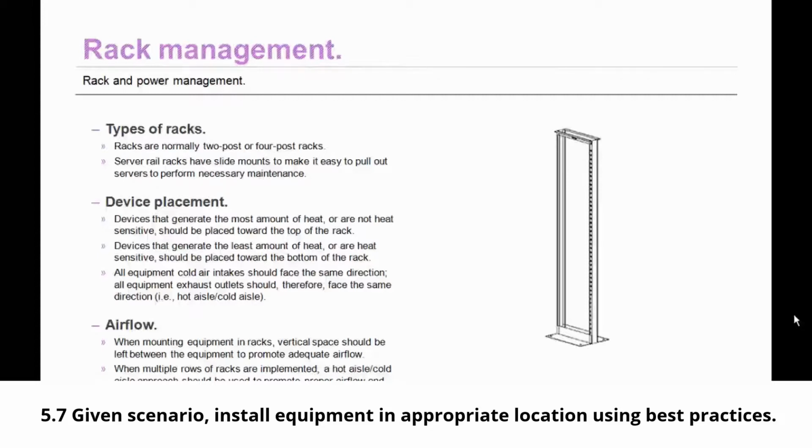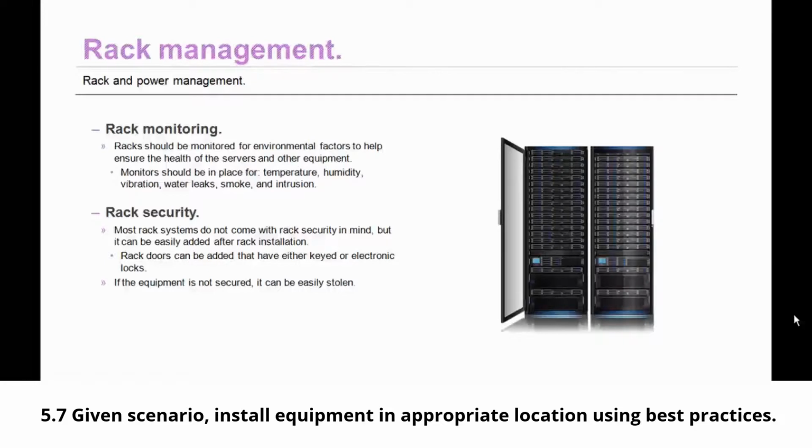When mounting equipment in racks, vertical space should be left between the equipment to promote adequate airflow. When multiple rows of racks are implemented, a hot aisle cold aisle approach should be used to promote proper airflow and cooling. Racks should be monitored for environmental factors to help ensure the health of the servers and other equipment. Monitors should be in place for temperature, humidity, vibration, water leaks, smoke, and intrusion.